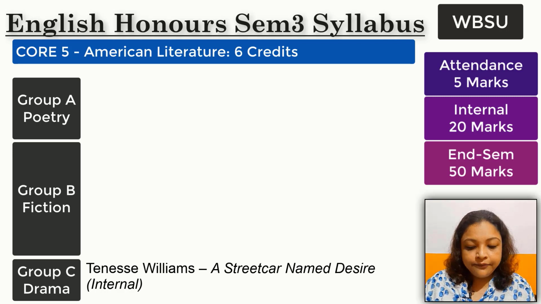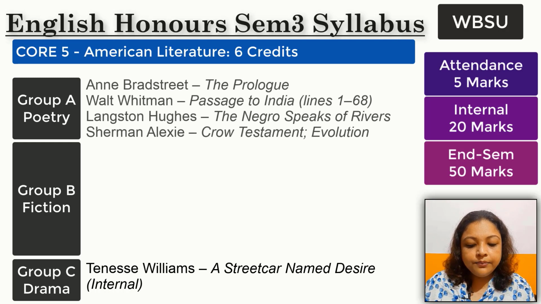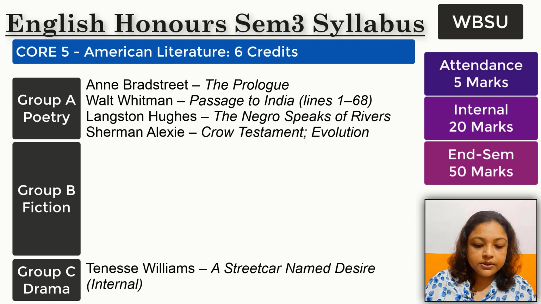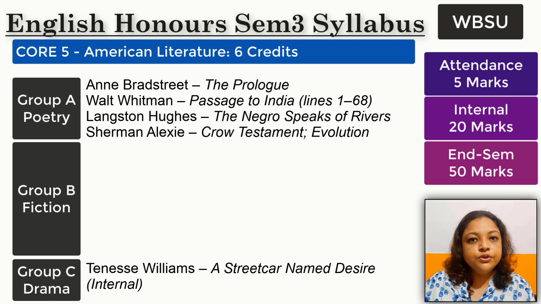Let's look at Group A first, which is poetry. You have the Prologue by Anne Bradstreet, Walt Whitman's Passage to India, lines 1 to 68, not the whole thing. Langston Hughes' poem, The Negro Speaks of Rivers, and 2 poems by Sherman Alexie, Crow Testament and Evolution. So these are the poems which you need to prepare for Group A.